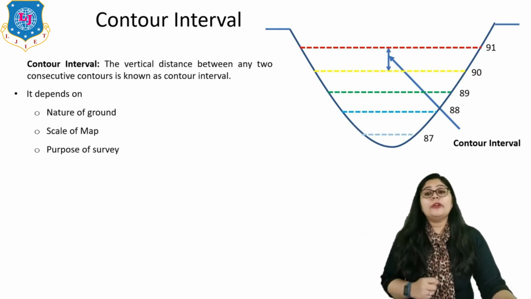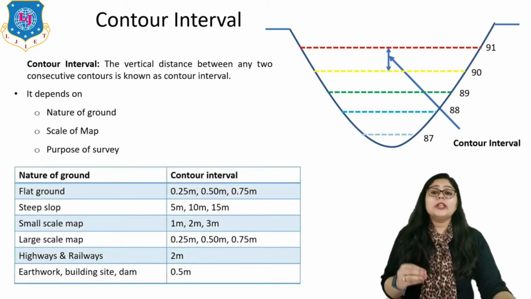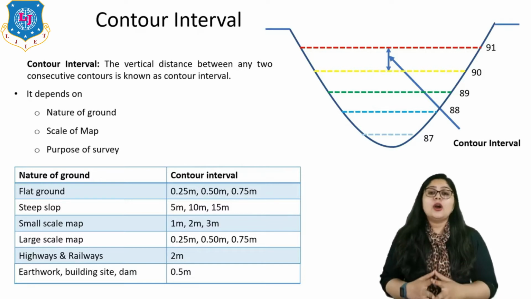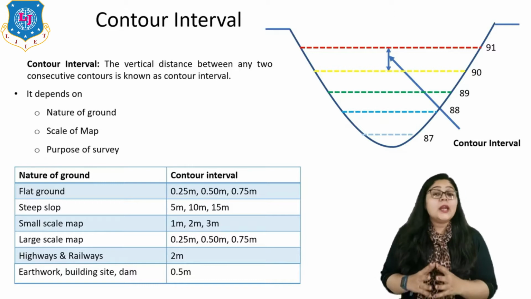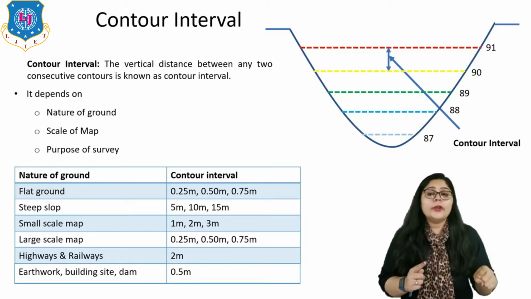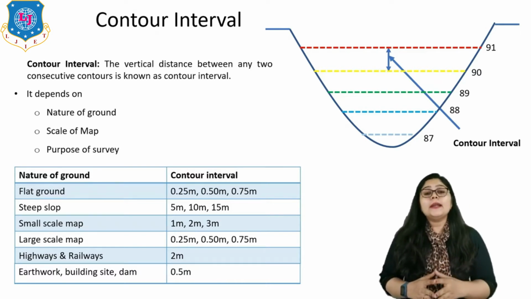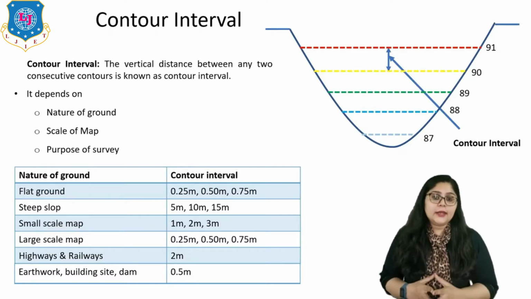So how will it affect? If I talk about the nature of ground, for flat ground, the contour intervals are 0.25 meter, 0.50 meter and 0.75 meter. If it is a steep slope, it means a slope is there, then the interval is 5 meter, 10 meter and 50 meter to get the exact accuracy of that slope over that area, right?